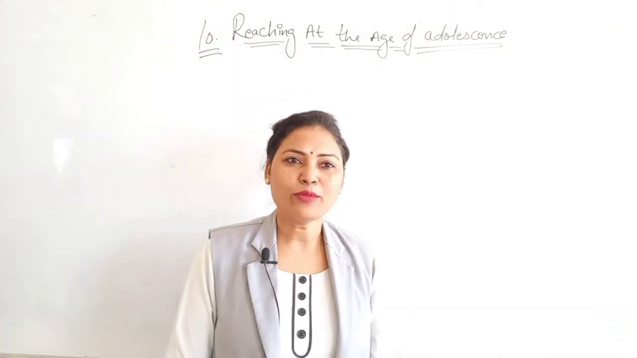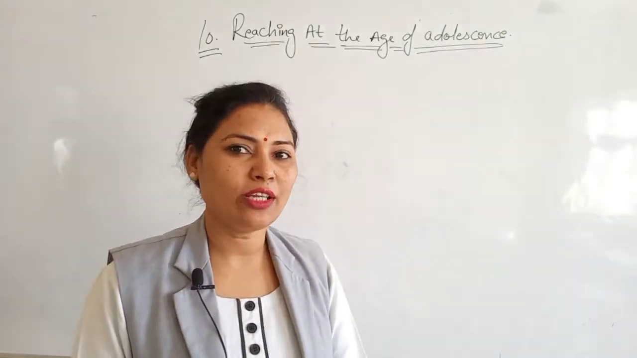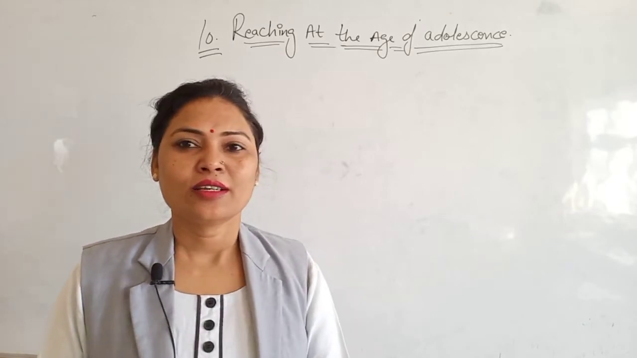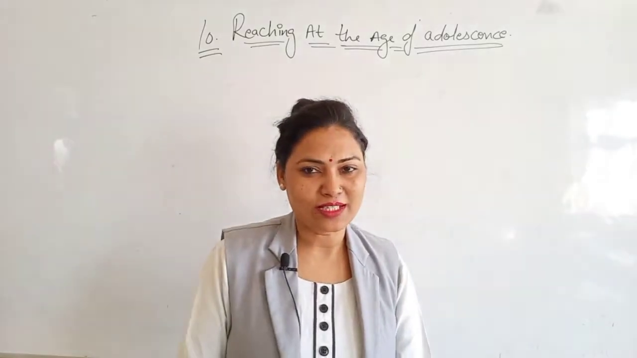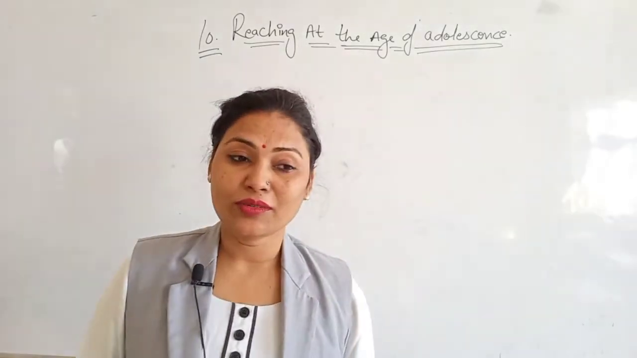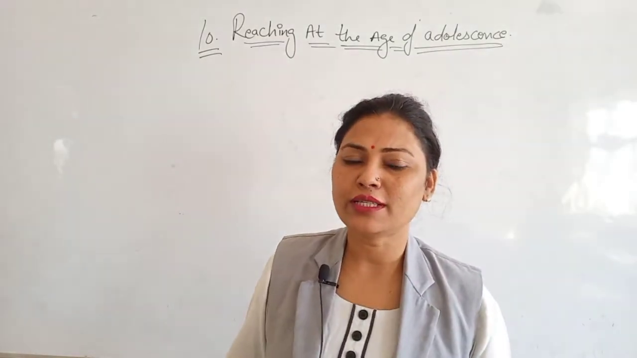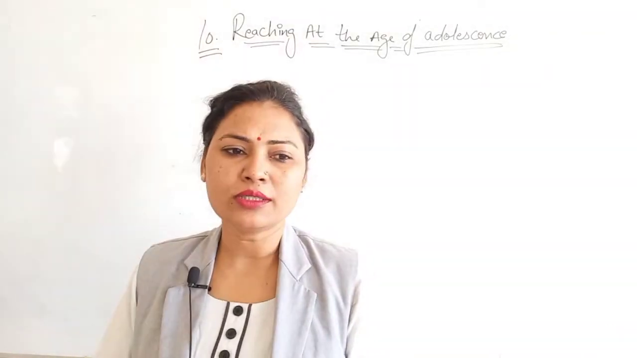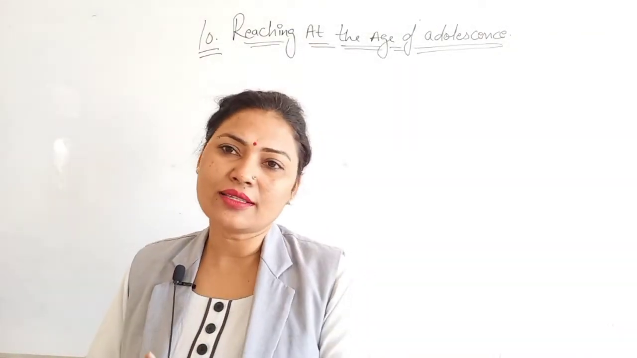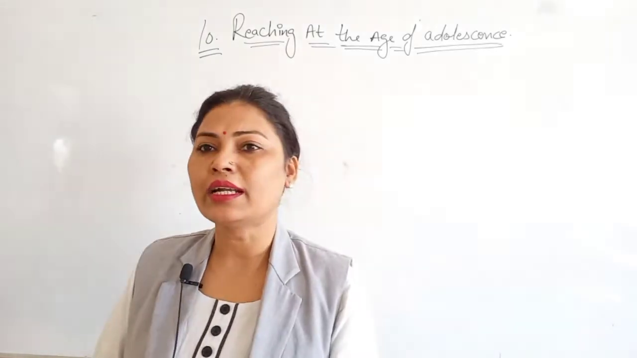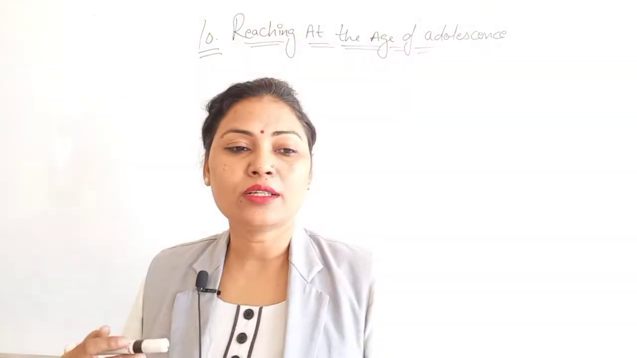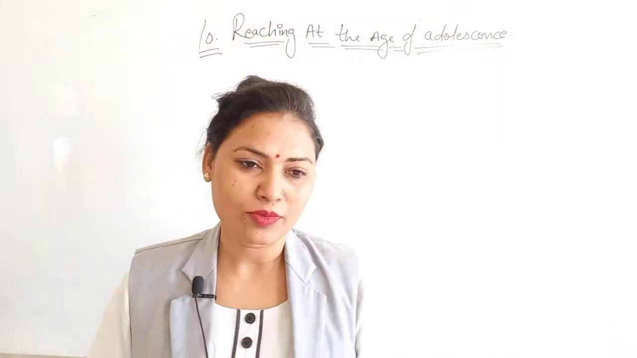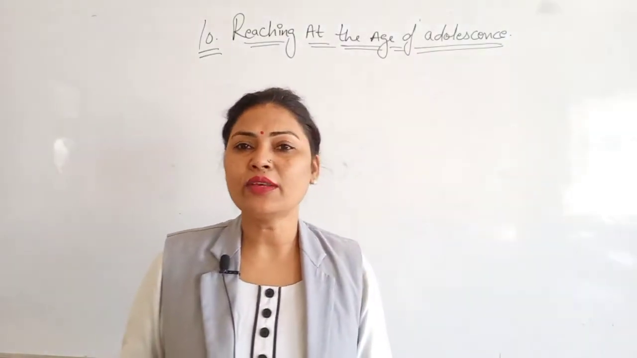Everybody. Today I want to discuss the remaining topics of the chapter, that is reaching the age of adolescence. In this chapter I want to discuss sex determination, that is, boy or girl. In chapter 8 you have learned that a cell contains the nucleus, and the nucleus contains chromatin, nucleolus and nucleoplasm. Okay. At the time of cell division, what happens?